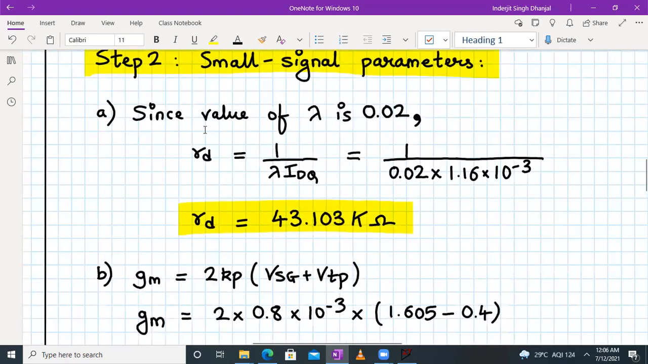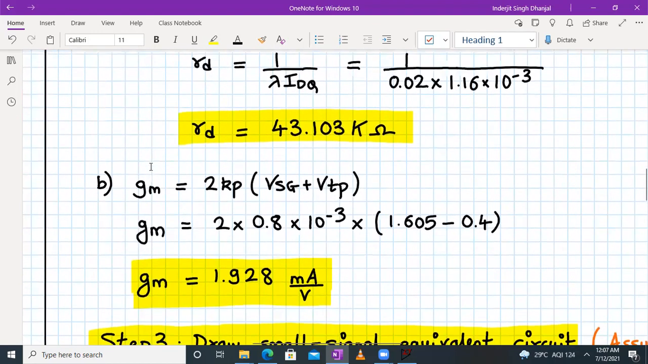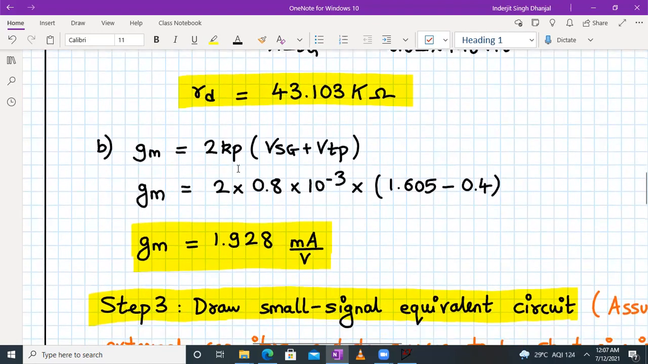So here we will have, for the first time, the RD value, RD or RO as we call it. RD or RO is given by 1 upon lambda into IDQ. Now we have already calculated the value of IDQ in the DC analysis. That came out to be 1.16 milli. So you multiply this number with 0.02. If you put this in the calculator, it will give you the value of RD as 43.103 kilo ohms.